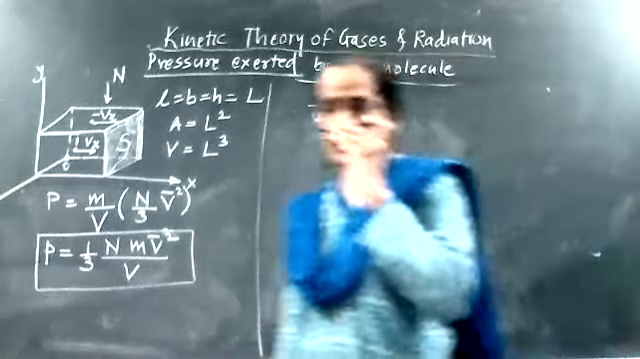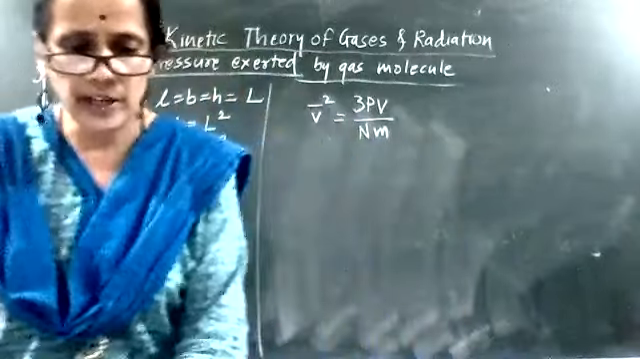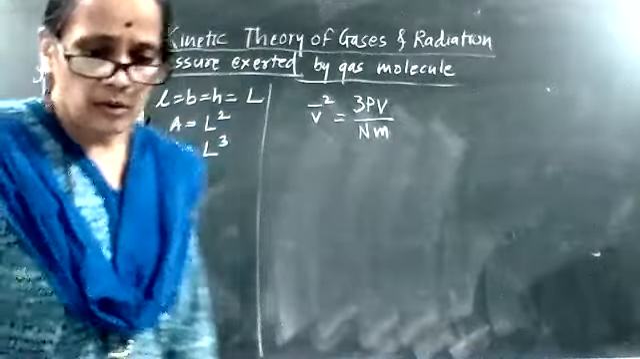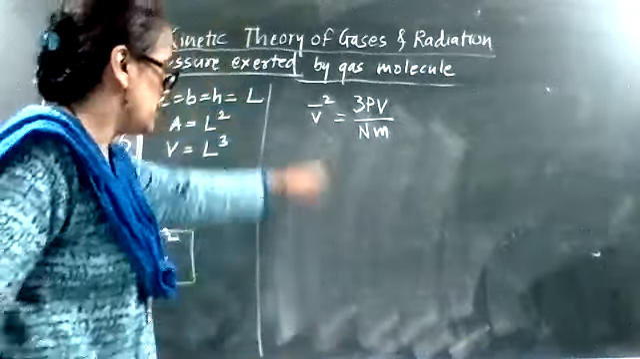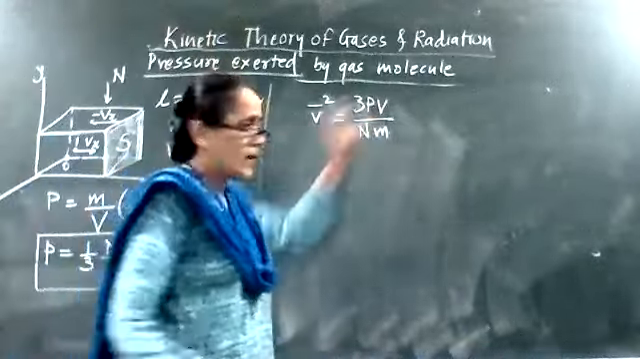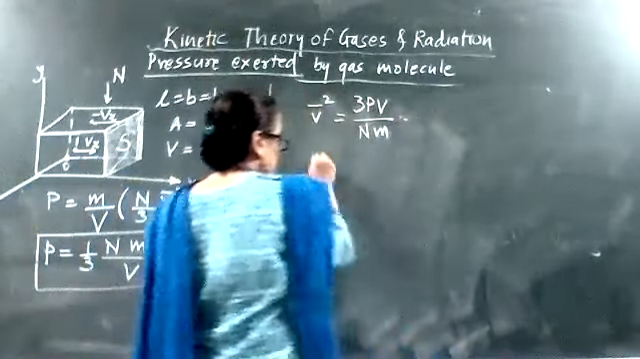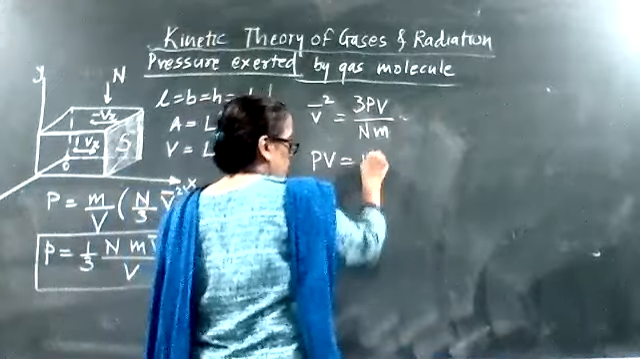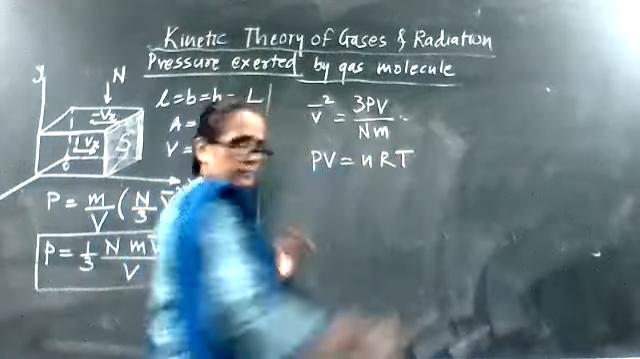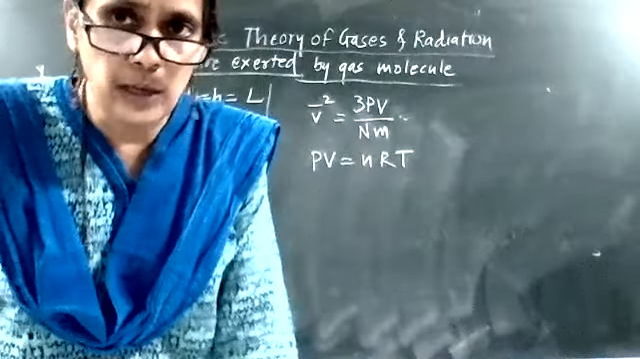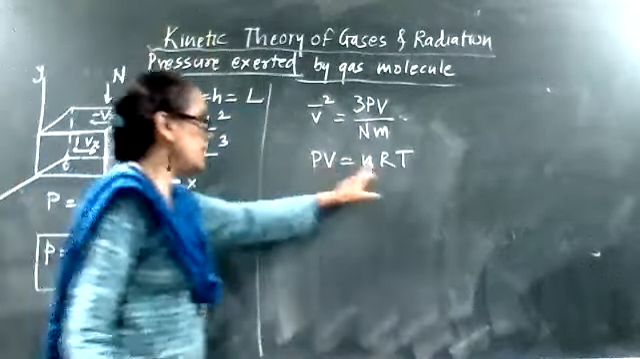This is nothing but the square of the average velocity. Now, instead of this PV, I can substitute the ideal gas equation. What is PV? PV is equal to nRT. That is the ideal gas equation, so I can put the value of PV as nRT.